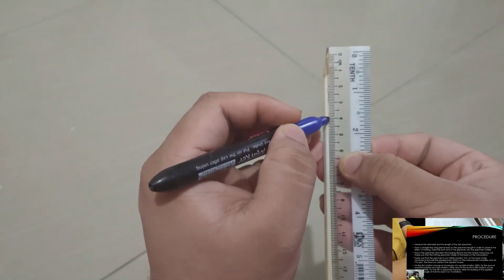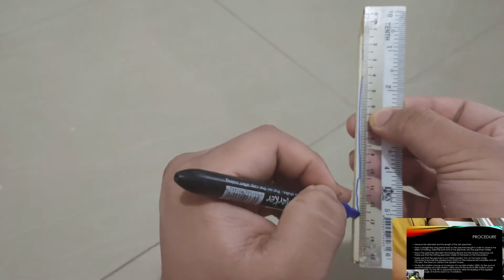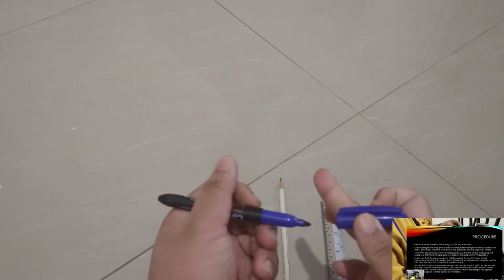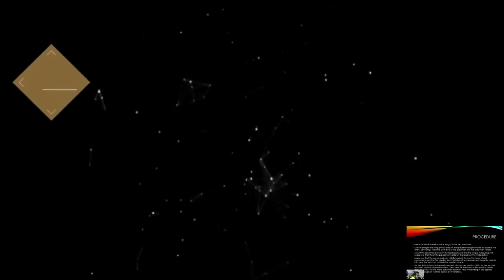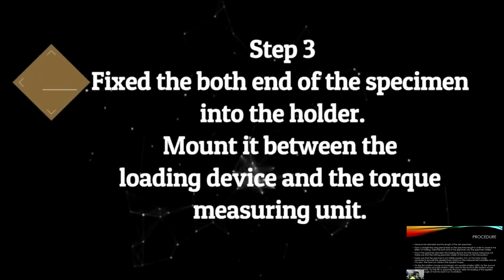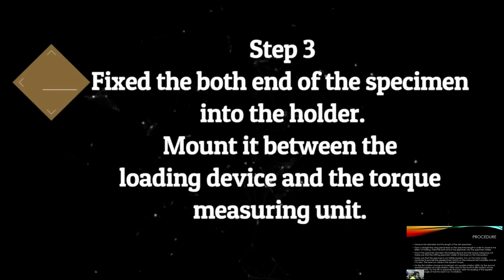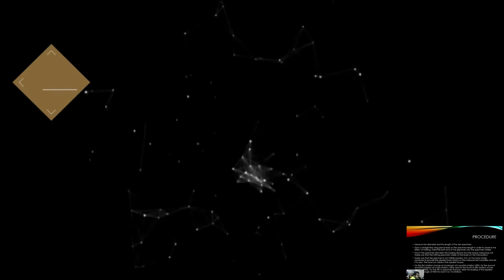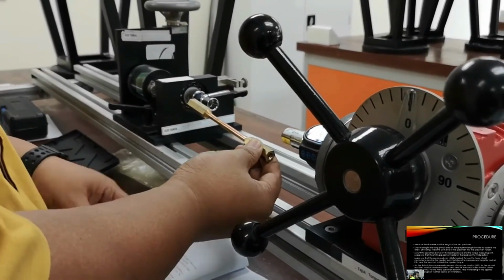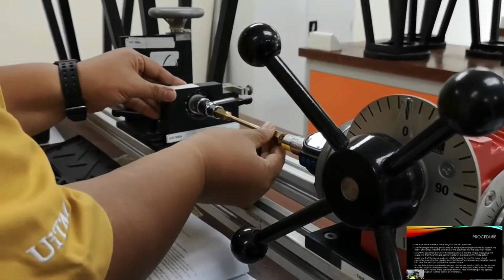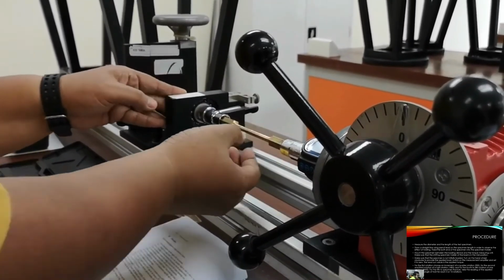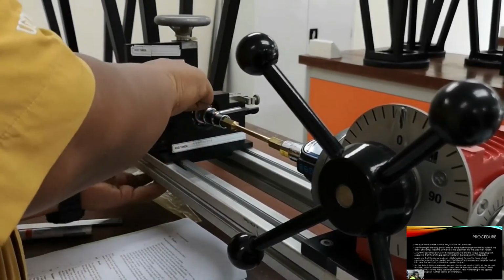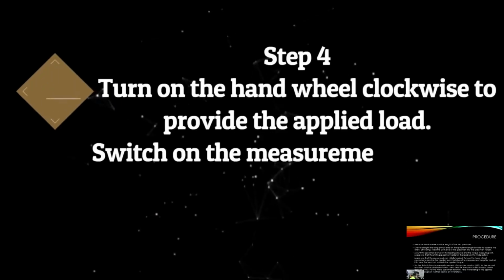For the first rotation, choose an increment of a quarter rotation, which is 90 degrees. For the second and third rotation, the quarter rotation is 90 degrees. For the fourth to eighth rotation, a half rotation is 180 degrees, and for the ninth rotation onwards, one rotation is 360 degrees. Until the specimen fractures, take the reading of the applied load and angle of twist for each 5 or 10 rotations.